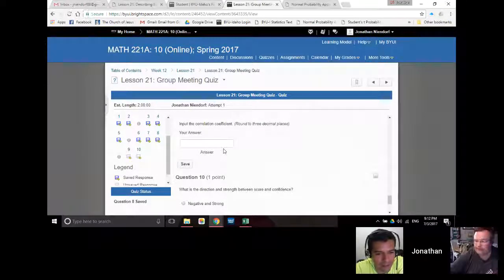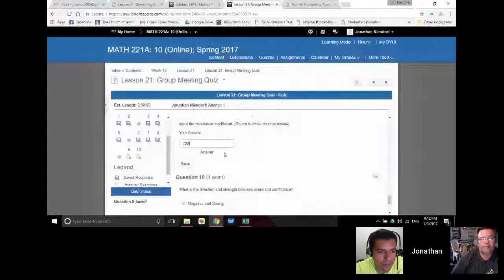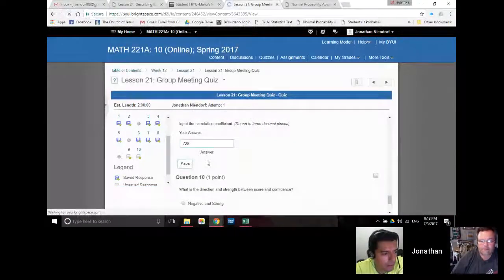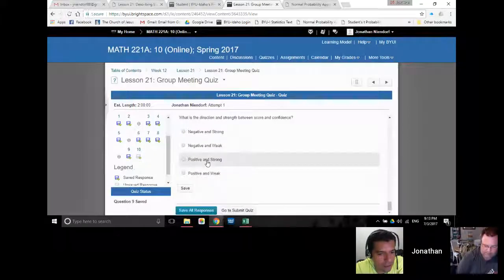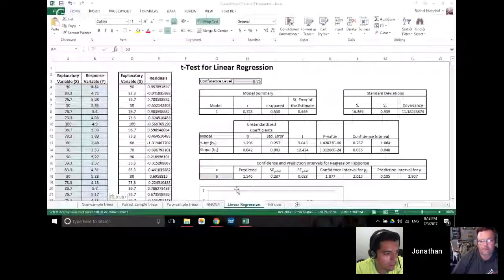Mine? Yeah. All right. Input the correlation coefficient. 0.728. Yep. And the last one, what is the direction and strength between score and confidence? It is again positive and strong.